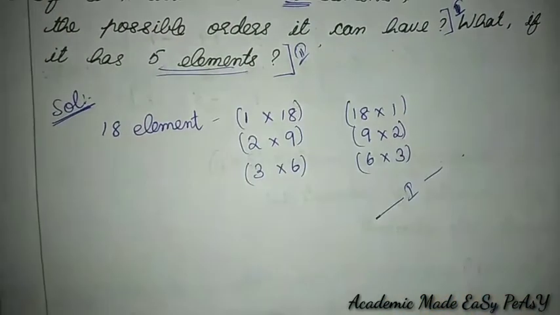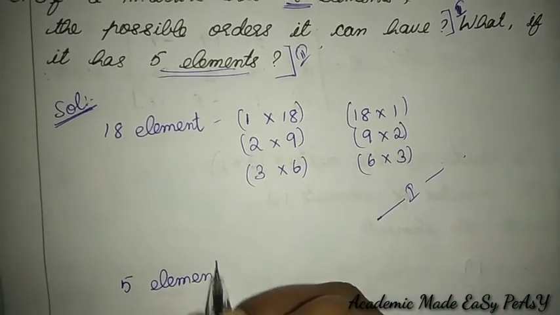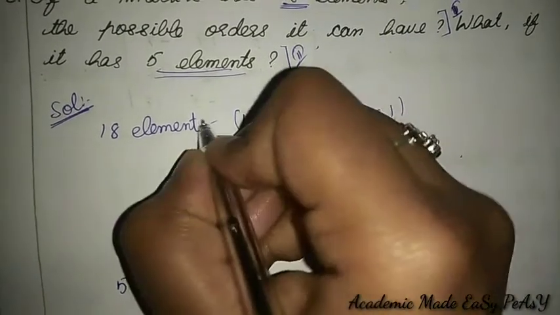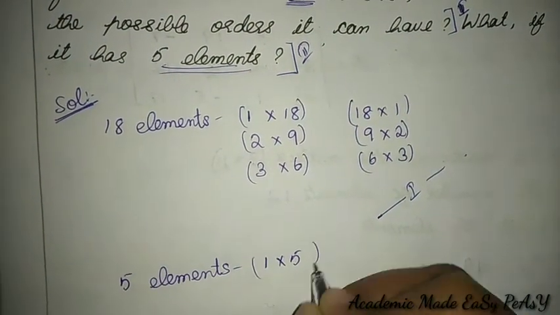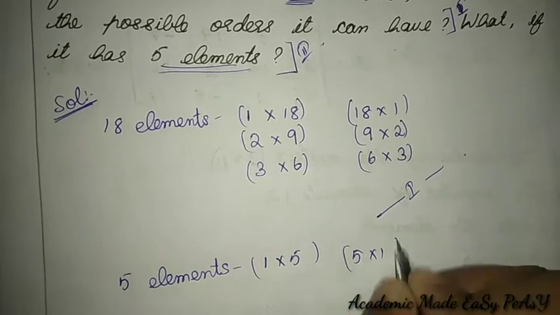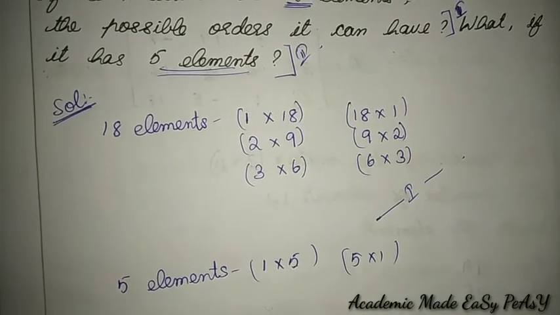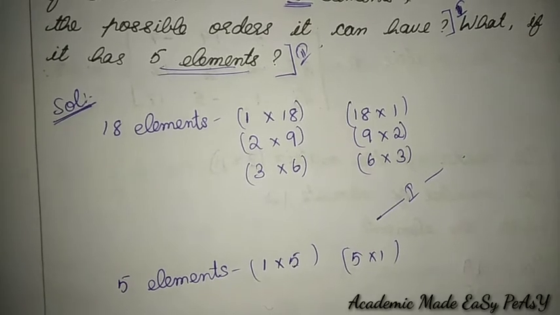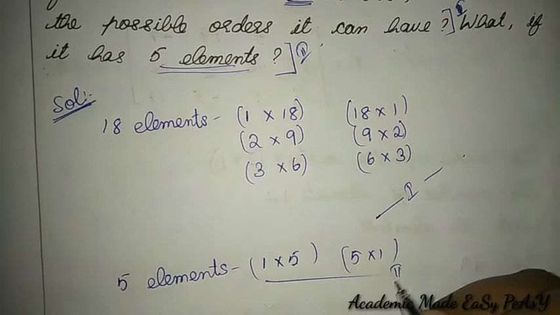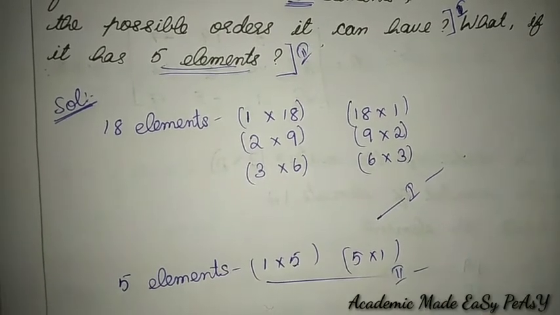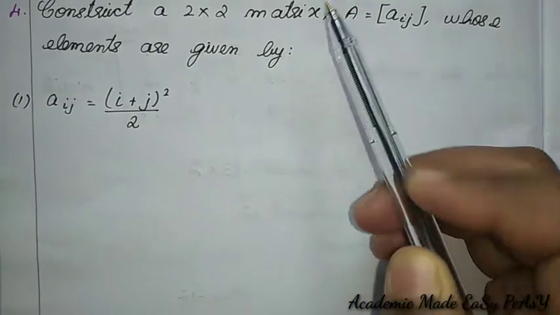Only 5 elements. So 5 elements means 1 into 5 I can have and 5 into 1. Only these are the two possible ways. So therefore, only these two are possible orders. So with this, I will stop for my second part. Over. Question 4. Construct a 2 by 2 matrix.